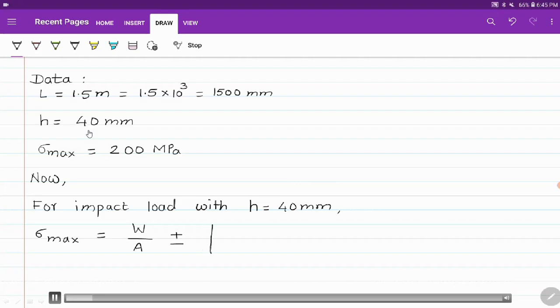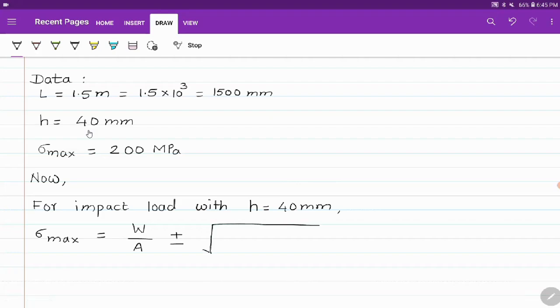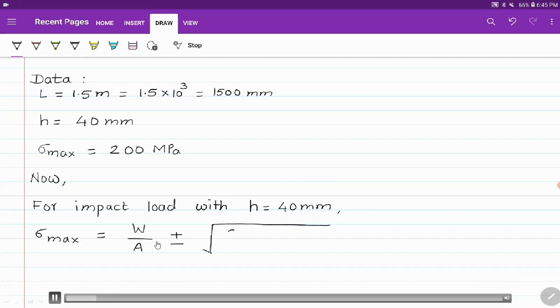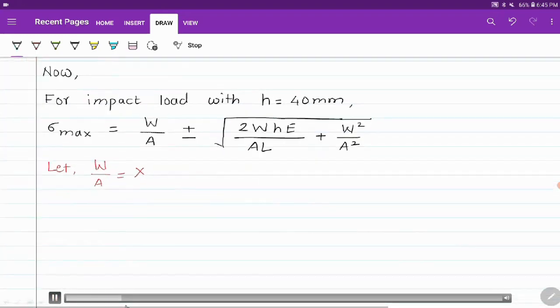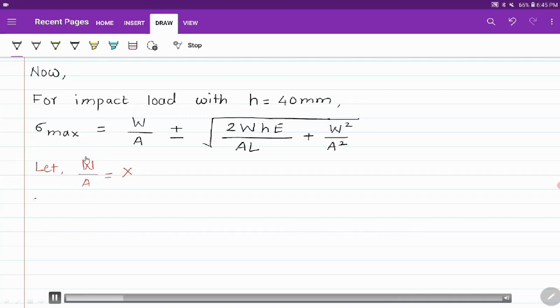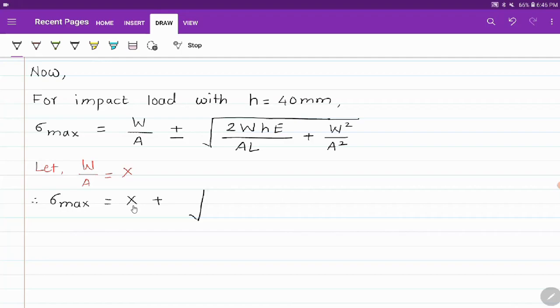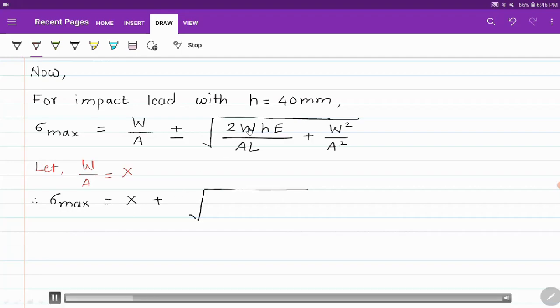Now, impact load means what? The load which is falling from a certain height is known as the impact loading. So here we'll use the plus sign in the equation for the maximum instantaneous stress. So our design will be on the basis of maximum value. Now let W upon A be equal to X. So we can say that sigma max will be equal to, in place of W upon A, substitute X plus 2 into.